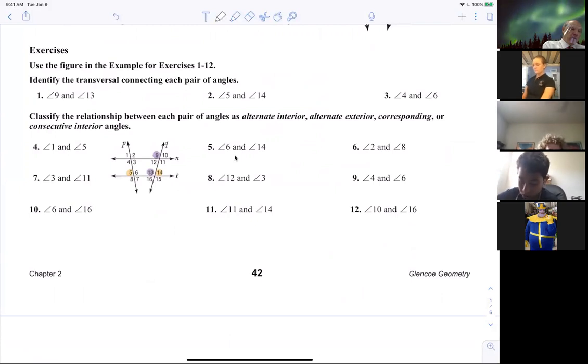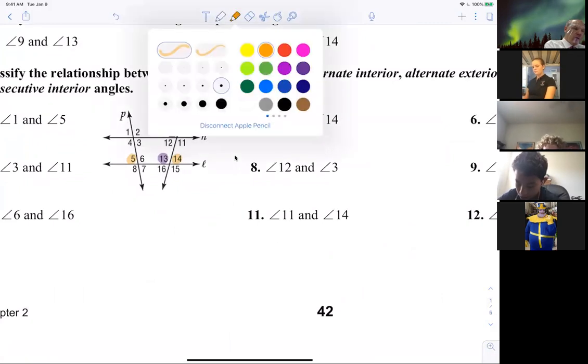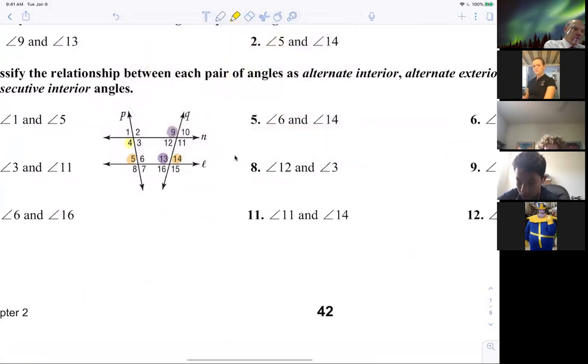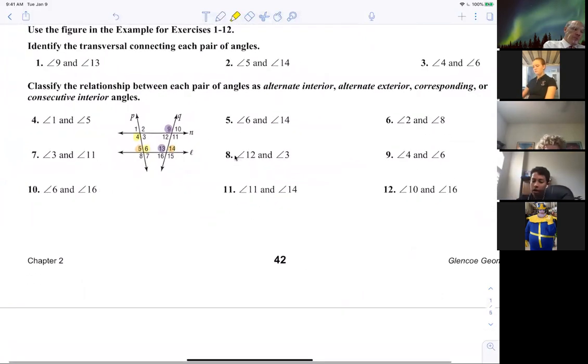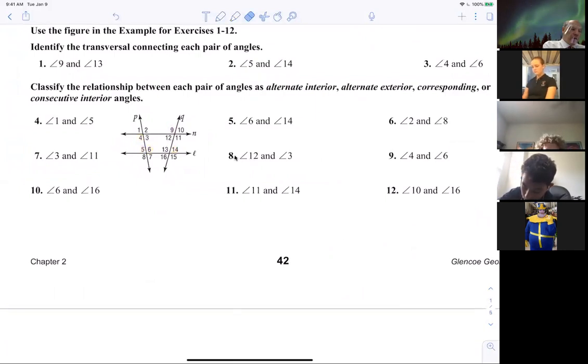What are 4 and 6, guys? Yeah, is everybody with me on that? So 4 is here, 6 is here. So those are definitely alternate interior. All right, let me erase a little bit now. All right, let's see if we can get the rest of them. 1 and 5. What's 1 and 5? Corresponding. If you don't know, speak up now.